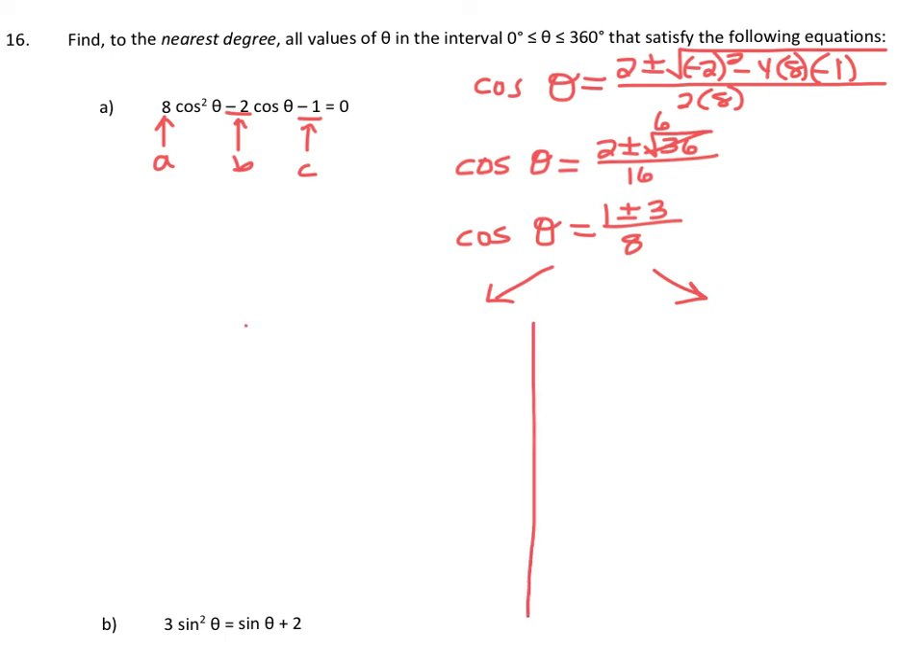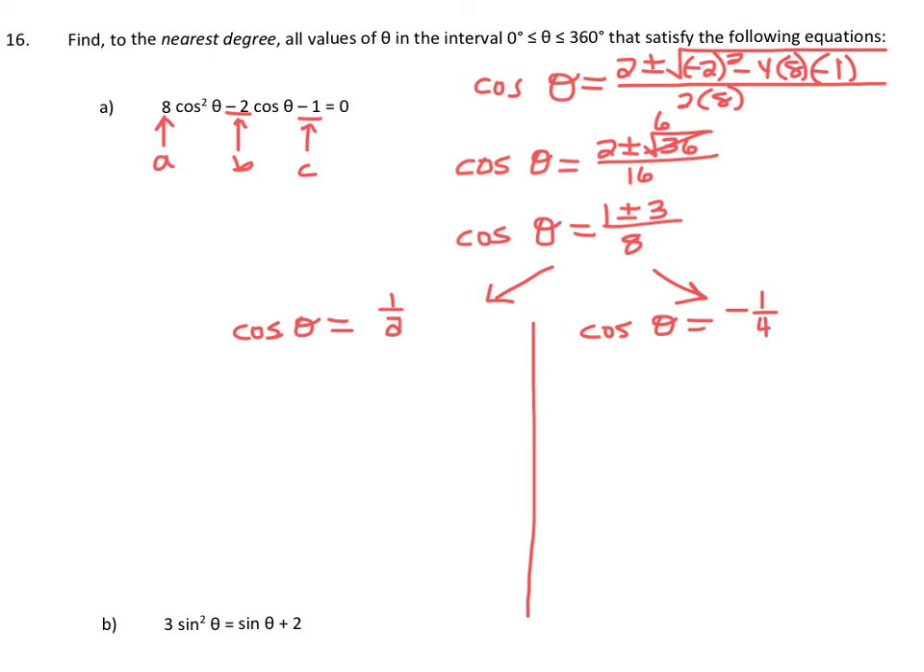All right, so on the left side, we have cosine of theta equals, well, let's figure out. 1 plus 3 is 4, and 4 over 8 simplifies to 1/2. So on this side, we have cosine of theta equals positive 1/2. Okay, on this side, we're going to have cosine of theta equals, well, this time we're going to do 1 minus 3 on top. So 1 minus 3 is -2, and -2 over 8 simplifies to -1/4, or -0.25, however you want to write it. Okay, either way is fine.